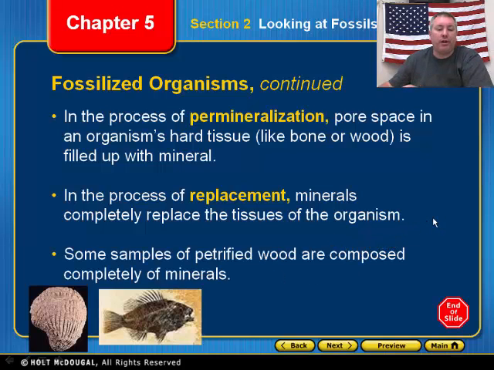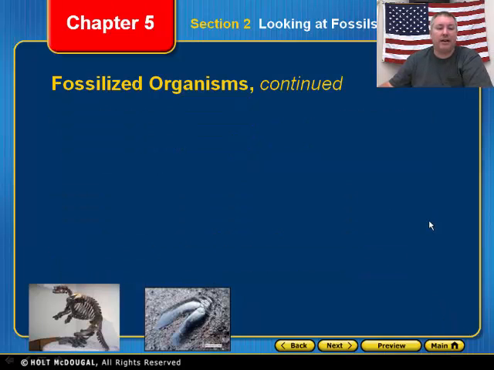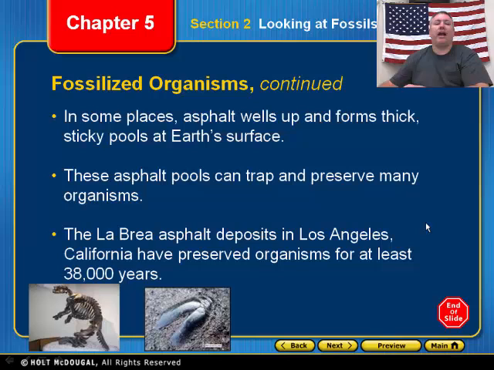Obviously right there, petrified wood is basically permineralization. Now, we also have animals that have been caught in asphalt. When I was a kid, we called those tar pits, but today they call it asphalt. One of the great examples of that is the La Brea tar pits over in Los Angeles, and they found organisms there from 38,000 years old and stuff.